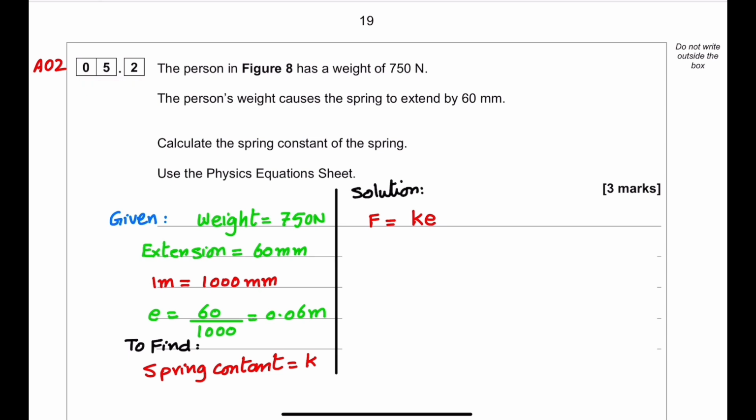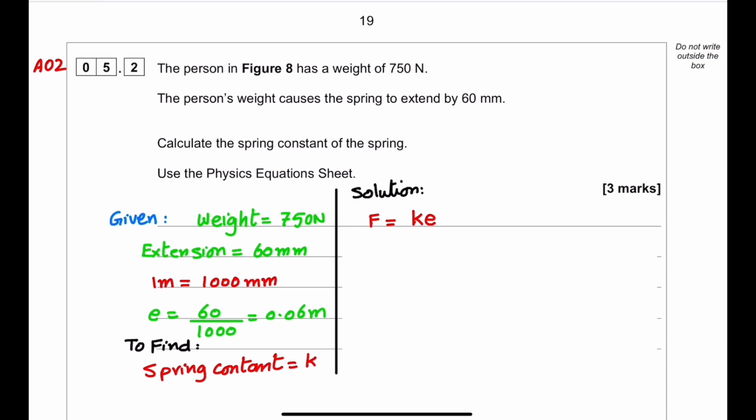5.2 is an AO2 question, and this question is again from the topic of force and extension. The person in figure number 8 has a weight of 750 Newton. The extension in the spring is 60 millimeter. We need to convert the units from millimeters to meters. Calculate the spring constant of the spring.